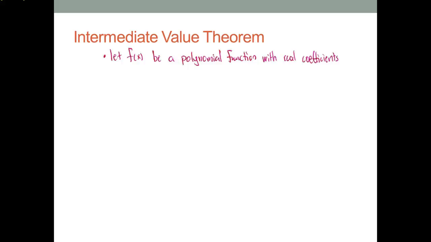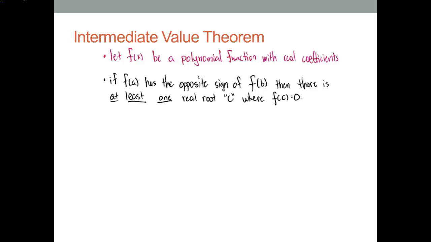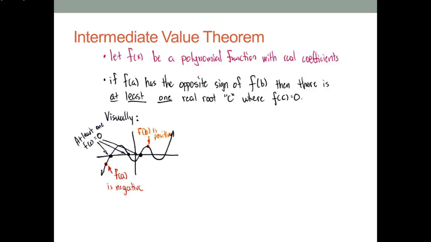So if we let f of x be a polynomial function with real coefficients, so f of x has to be a polynomial function, and f of a has the opposite sign of f of b, then there is at least one real root c where f of c is 0. So visually, this makes a lot more sense.